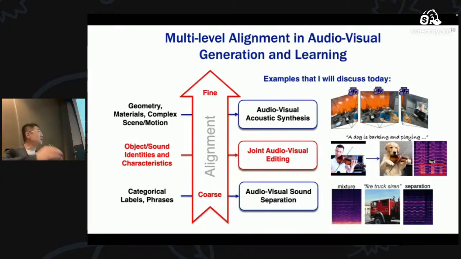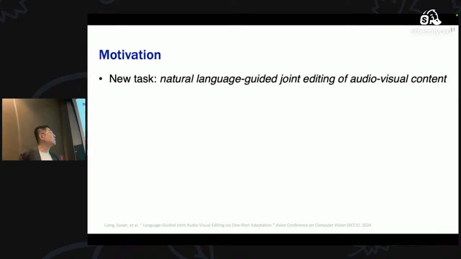Now coming to the middle, this could be an interesting mixed field between fine-grained 3D understanding and also the categorical separation. So maybe certain learning is happening. We wanted to preserve those object characteristics. Now this task is what we call natural language guided joint editing of audiovisual content.